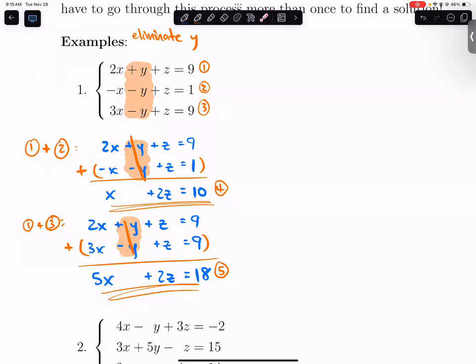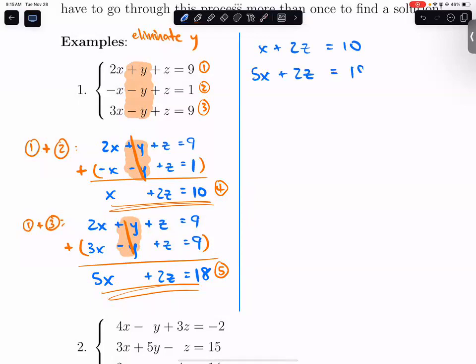But the goal needs to be, how do I reduce this down in a productive kind of way, right? So I've got these two equations in X and Z. If you use something other than 2 and 3, then yours might be different. But we take these two things, and what that does is give us a smaller system, right? It gives us a 2 by 2. So X plus 2Z equals 10, and 5X plus 2Z equals 18.